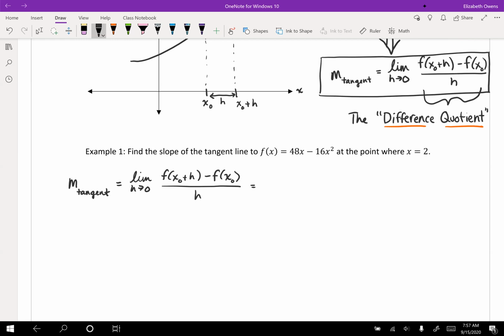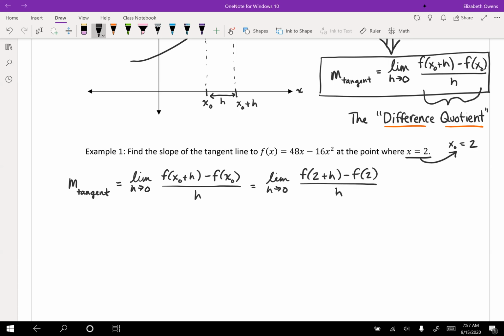Okay, and we are going to put in, first of all, our x naught value, because that is the one x value that we want to focus on here. So it's this guy. This is x naught equals 2. And so let's put that in. Limit as h approaches 0, f of 2 plus h minus f of 2 over h.